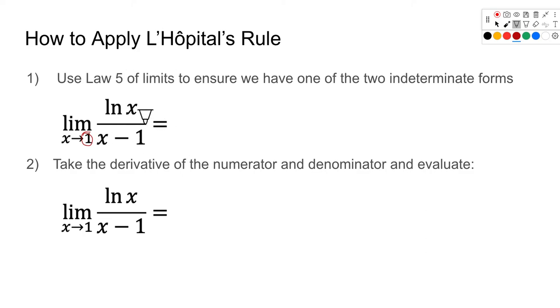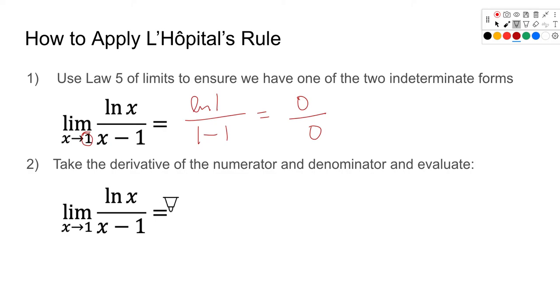What we'll do is plug it in, and this is an example from the book. If you plug in 1, you get the natural log of 1 over 1 minus 1. The natural log of 1 is 0, and 1 minus 1 is 0. So this is indeterminate. It's not undefined. If we would have got 1 over 0, that's undefined. If we would have got 0 over some number, that's fine. But when we get 0 over 0, it doesn't tell us anything. It's indeterminate. The limit could exist or it might not.